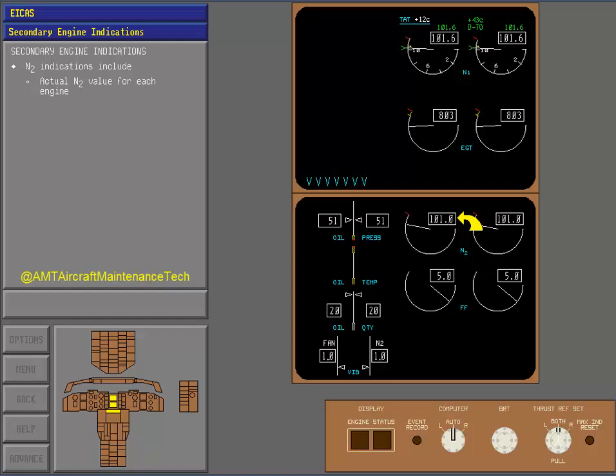The N2 indications include the actual N2 value for each engine and red line limits and exceedances. The fuel flow indications show the fuel flow to each engine in thousands of kilograms per hour.